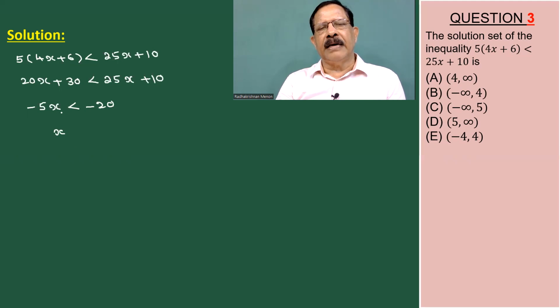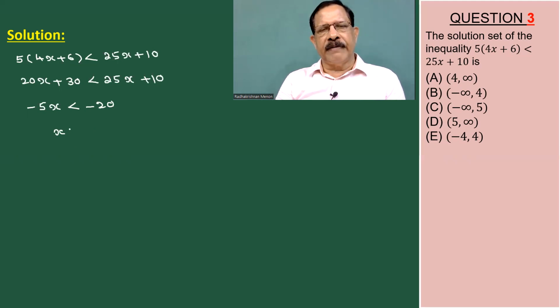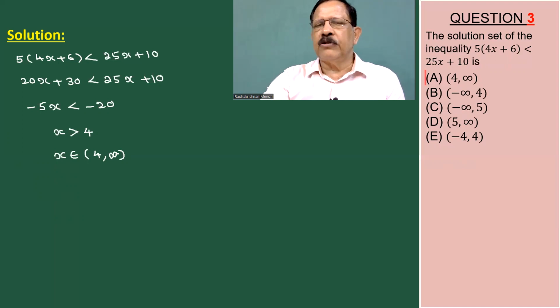When you are dividing by minus 5, or multiplying with minus 1 by 5, the inequality reverses. So x is greater than minus 20 by minus 5, which is 4. So x greater than 4. When you are writing it as an interval, x belongs to the open interval 4 to infinity. So that is option A.